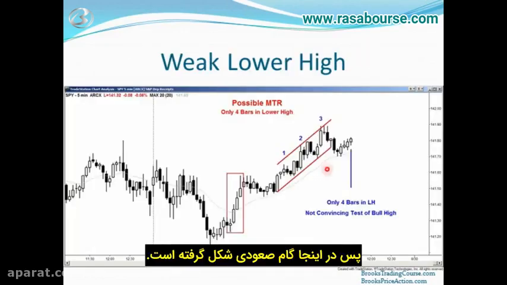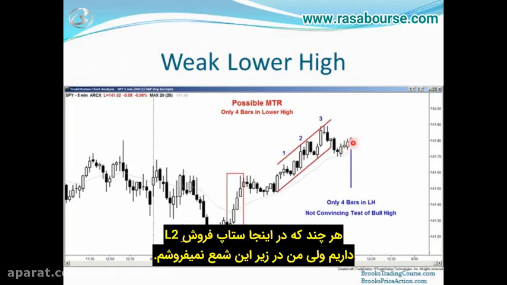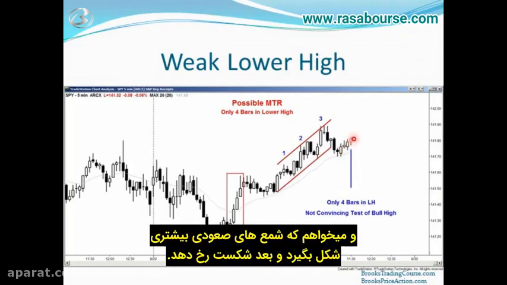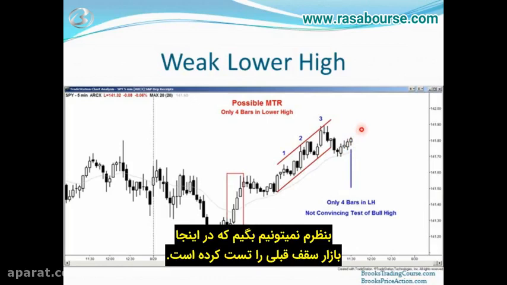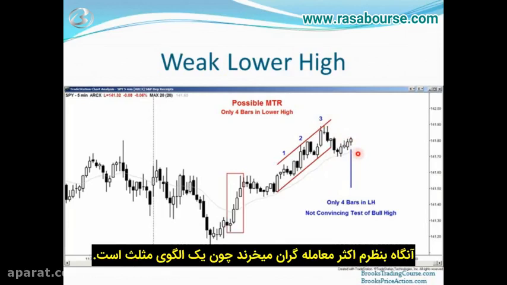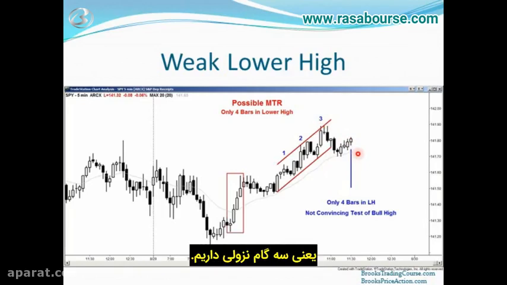So here we are. We're trying to rally up. And so far we only have 4 bars in this lower high, and they're all bull bars. I would not short below this bar, even though you can argue it's a low 2. To me, we're still always in long, and I'd like to see more bars up and then a failure. This is not a convincing test of this high, and if the market comes down here, I think a lot of traders will be looking to buy this as a triangle. 1 push down, 2 pushes down, 3 pushes down.